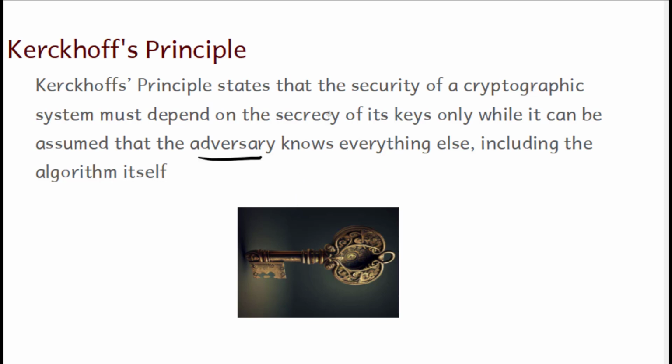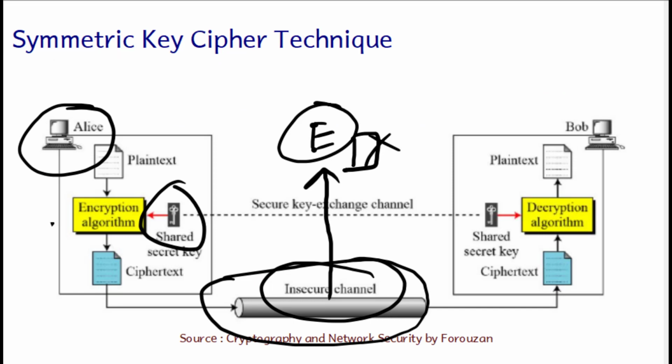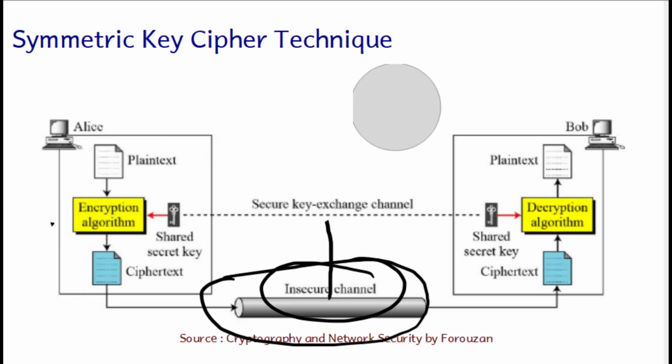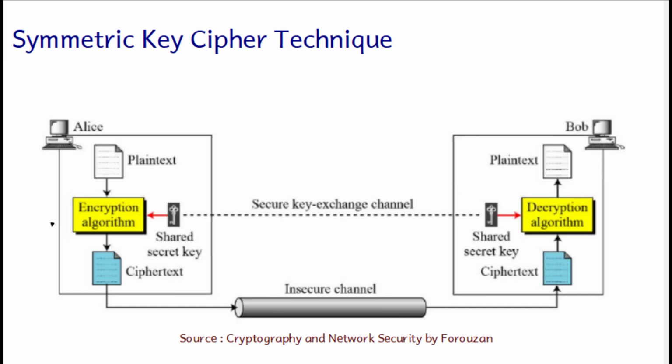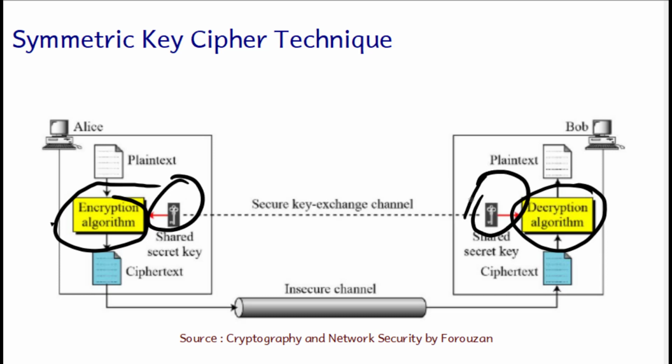So in this case also, if there is an adversary, like Eve, it is assumed that Eve knows the algorithm, whatever algorithm Alice and Bob are using. The attacker knows the algorithm but does not know the key. If the key is secret, then the algorithm is okay. So our main focus in designing a symmetric key cipher is to make a strong key. Now what is the meaning of a strong key?